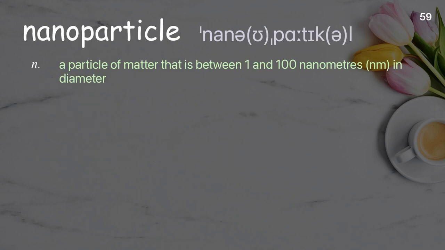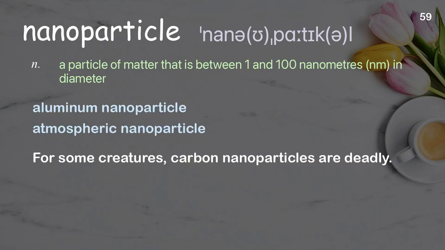Nanoparticle: a particle of matter that is between 1 and 100 nanometers, nm, in diameter. Examples: aluminum nanoparticle, atmospheric nanoparticle. For some creatures, carbon nanoparticles are deadly.